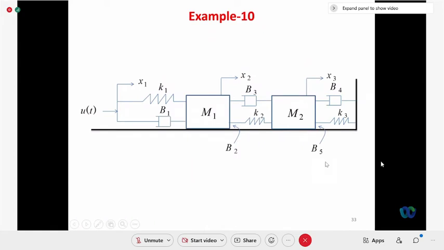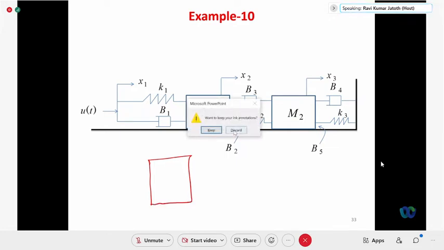So what is the first step? Free body diagram. The first step is to draw the free body diagram. Before taking up this particular thing, there would be displacements. When we are drawing free body diagrams, we have to draw them around masses. So how many masses are here?